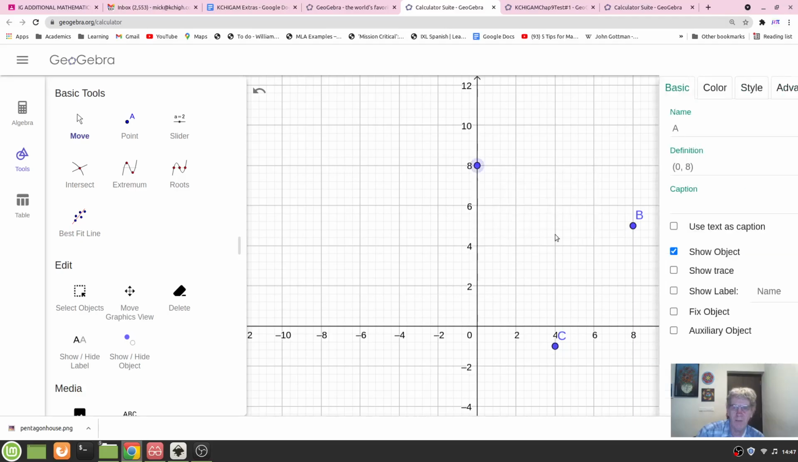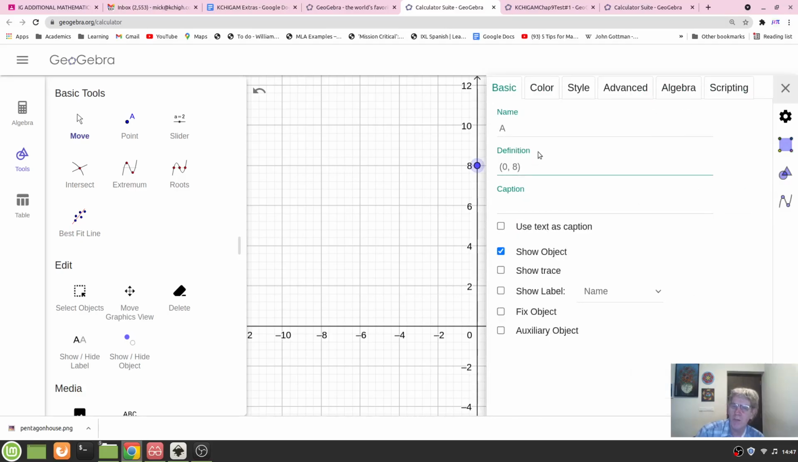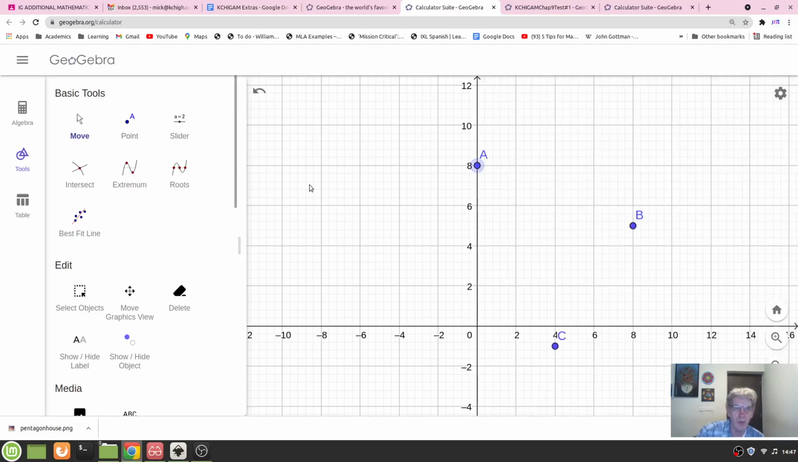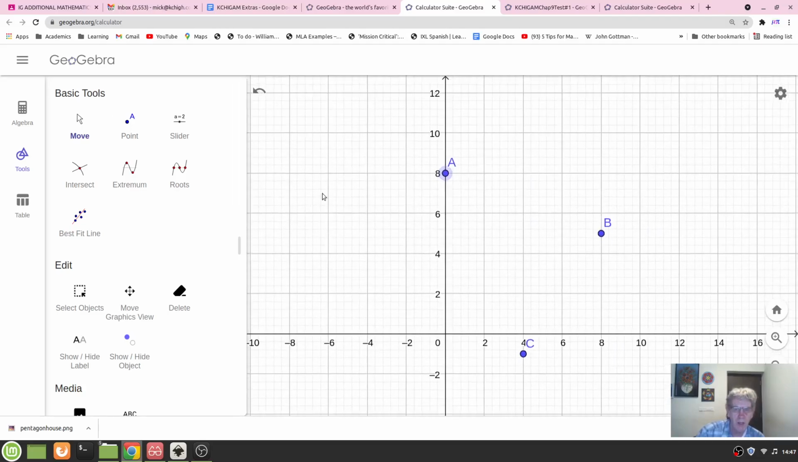Again, I'm on the Move tool. For most of the things that you're going to do in GeoGebra, you're going to want to be on this Move tool, right? Including moving around.